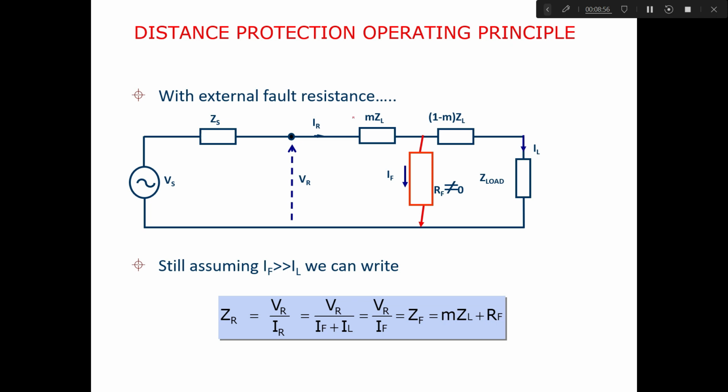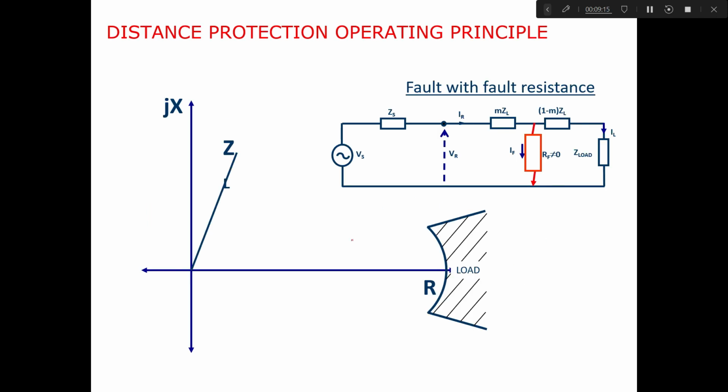Now if you include the effect of arc resistance, or the effect of fault resistance, into the path, what will be the total impedance measured by the relay? The total impedance measured by the relay will be M times ZL plus RF. So what does this mean? This means that this is your earlier actual M times ZL up to this point, plus some RF. So this is your MZL plus some RF. So if you take this resultant, it will be somewhere at this point.